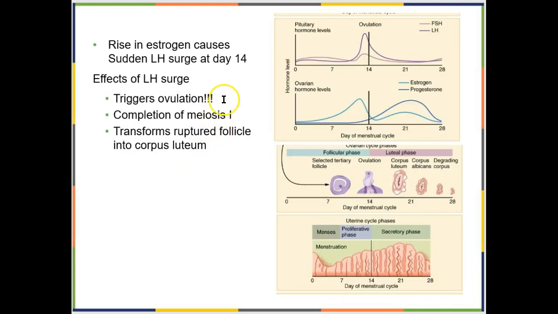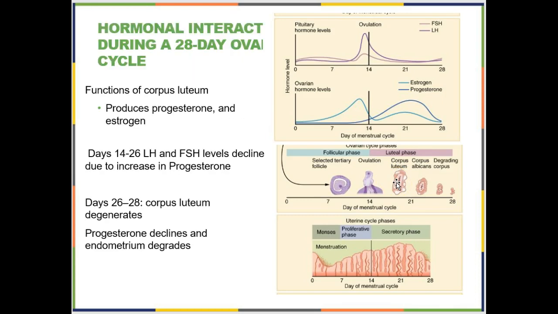So now, following ovulation, now we're here in the ovarian cycle, just to review. You get the formation of the corpus luteum, and then the corpus luteum is going to be secreting both estrogen and progesterone. So if we look up here again, now you see a rise in progesterone and a rise in estrogen. The rise in these two hormones is what's causing this decline here. So as estrogen and progesterone go up, LH and FSH go down.